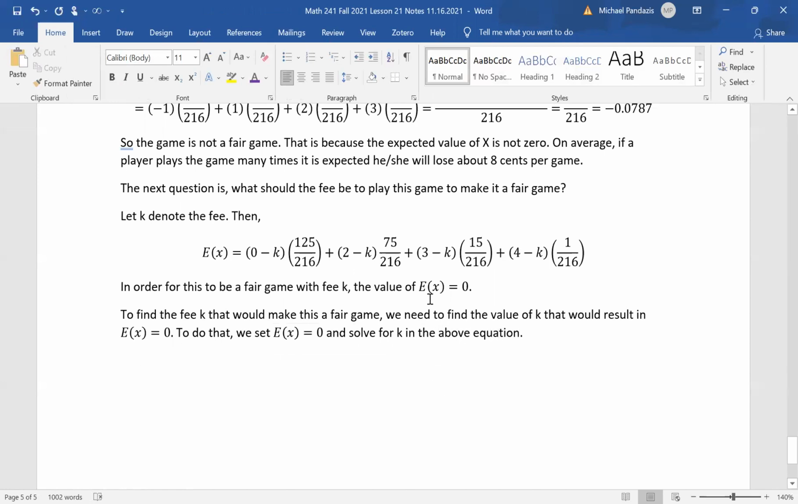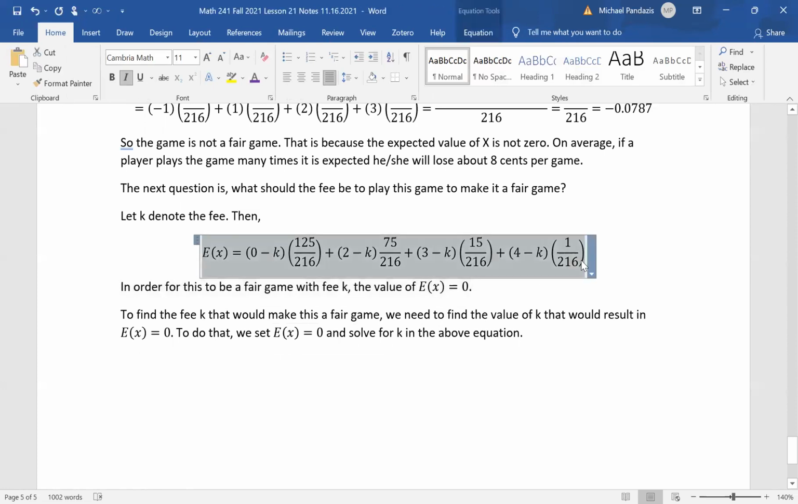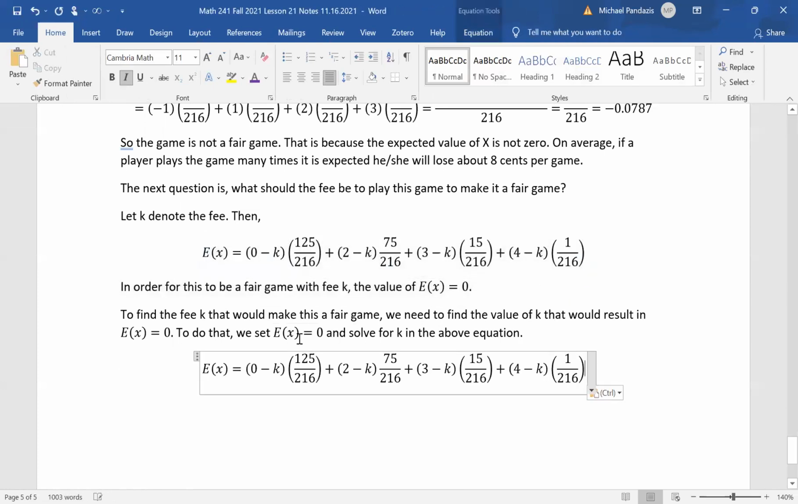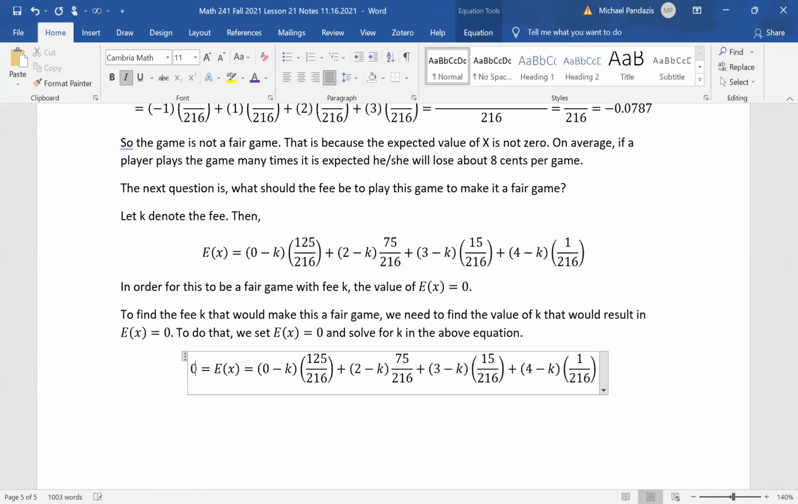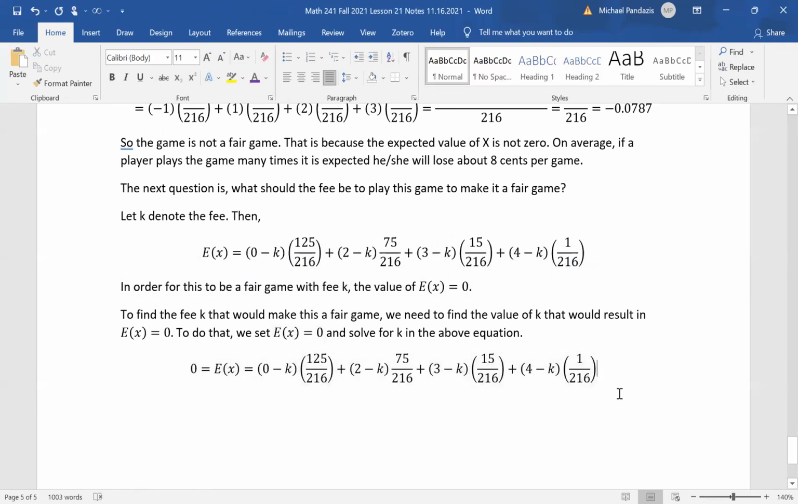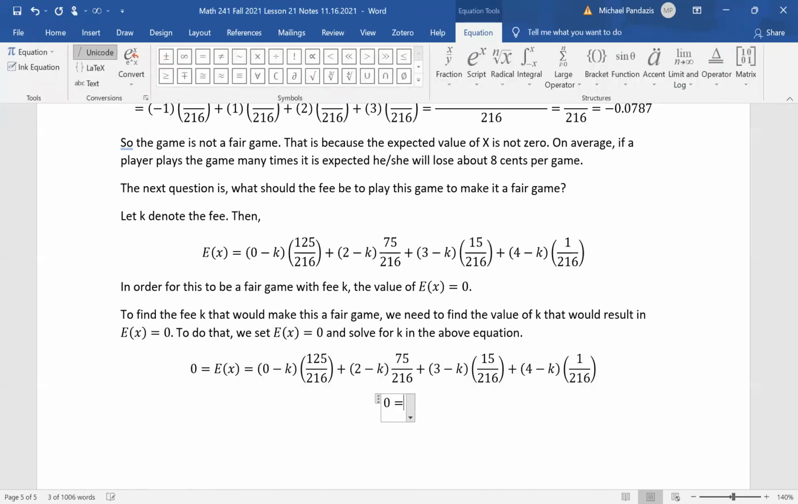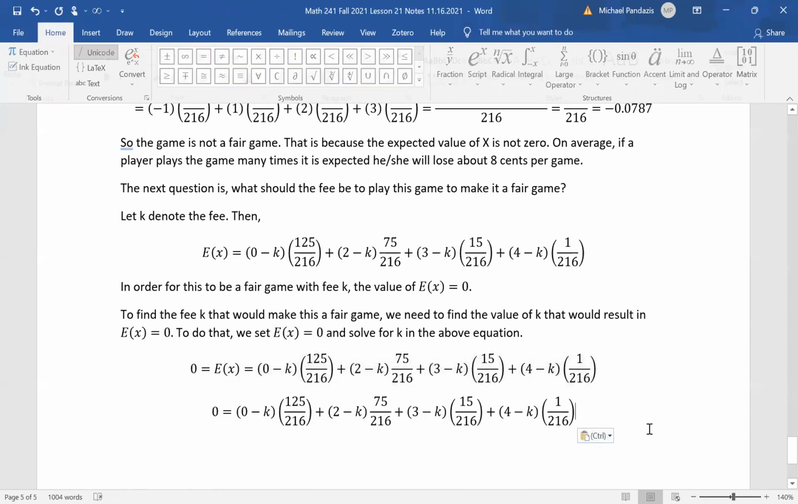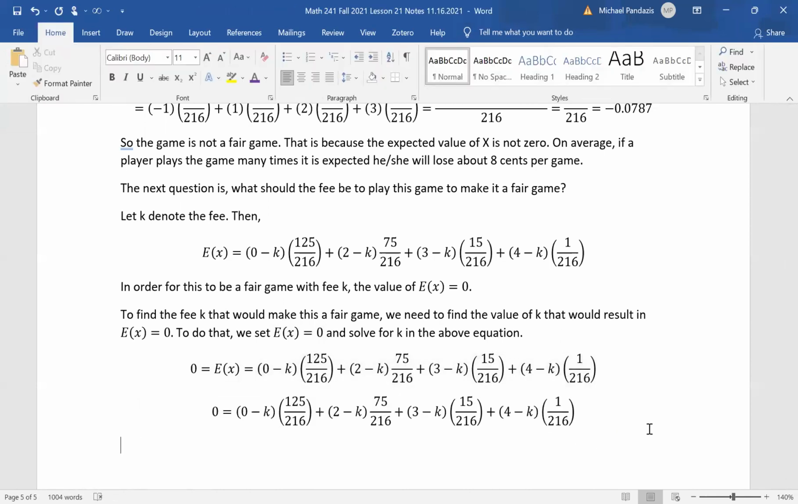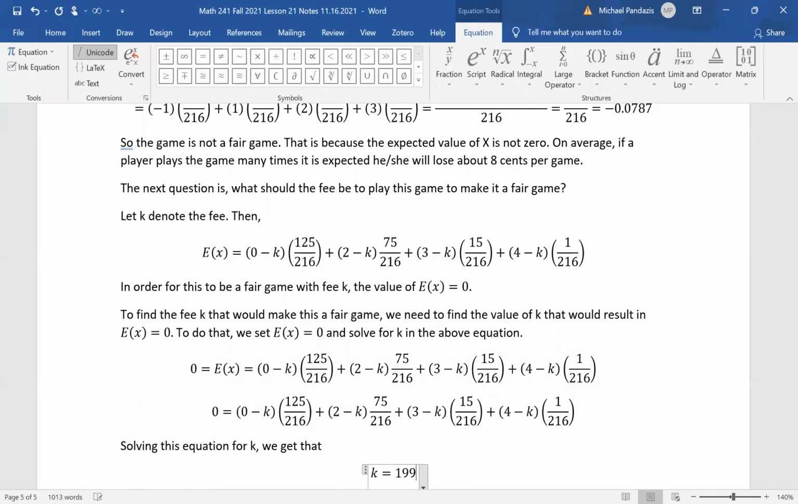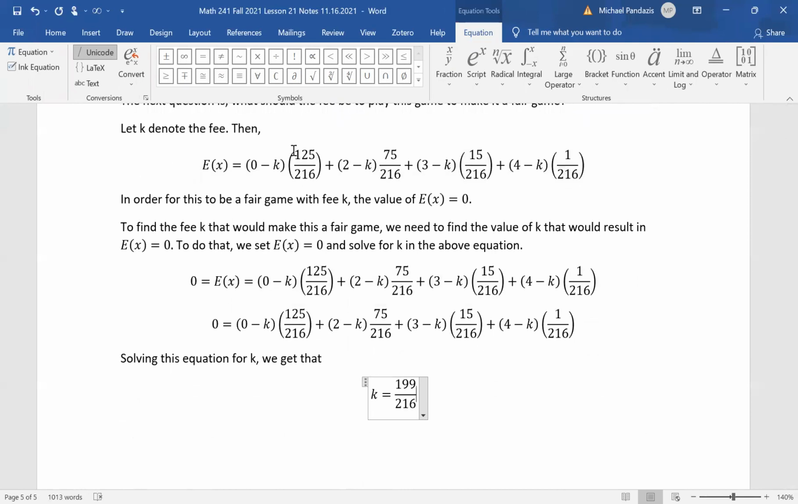Okay, classes, just give me another minute or two, and then we can end class here. So we have E of X is that, and I set this equal to 0, and I solve for k. So 0 is equal to this expression in terms of only one variable k. Solving this equation for k, we get that k is equal to 199 divided by 216. And that's approximately equal to 0.92.